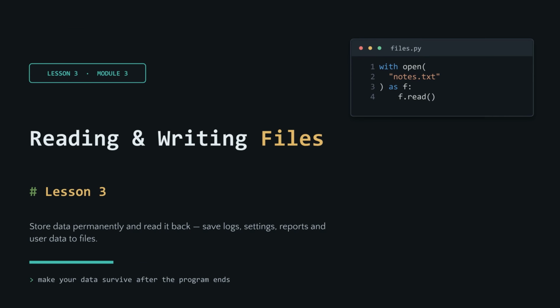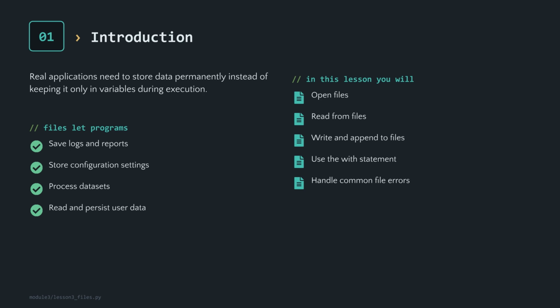Welcome to Lesson 3, Reading and Writing Files. This is where your programs finally gain a memory. You'll learn to save logs, settings, and reports, making your data survive long after the program itself ends. Why are files important? Because variables are temporary. To create real-world applications, you need persistent storage.